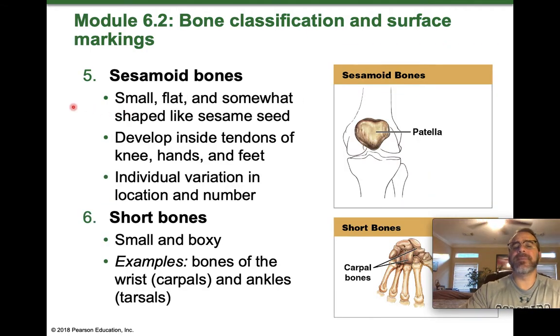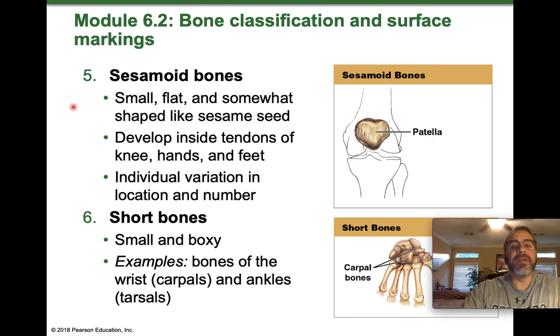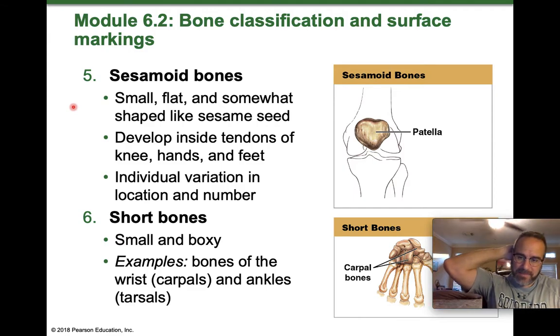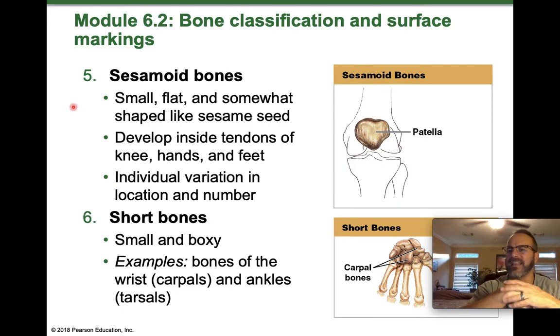Sesamoid bones are going to be small, they are flat, and they are shaped like a sesame seed. I've never really gotten that close to a sesame seed, so I can't really tell you if they actually are the shape of a sesame seed, but everybody says they are, hence why they're called sesamoid bones. They develop inside the tendons in your knee, your hands, and the feet. And I'm still not sure which ones are there, because honestly, I'm a physiologist. The bone thing, I'm good at the big ones, but the individual little ones, that's when I call on Rowdy.